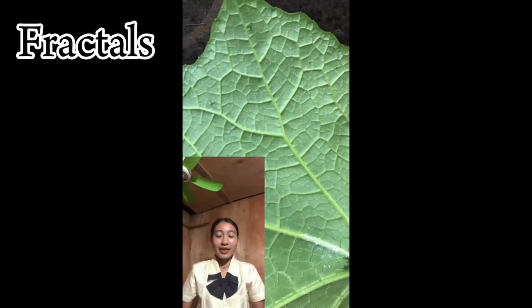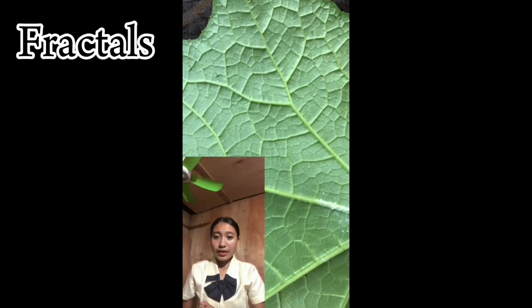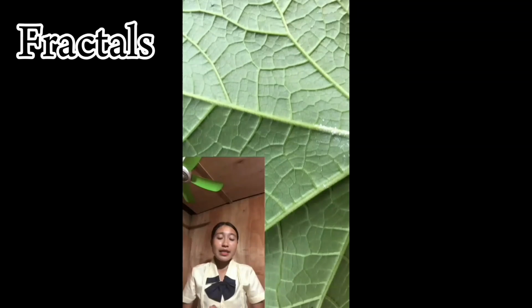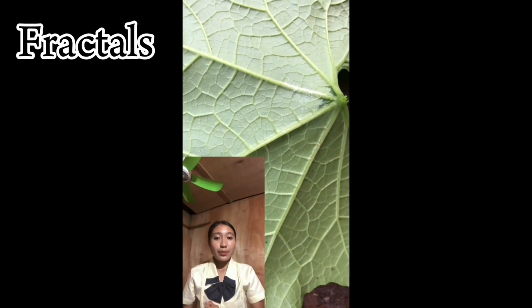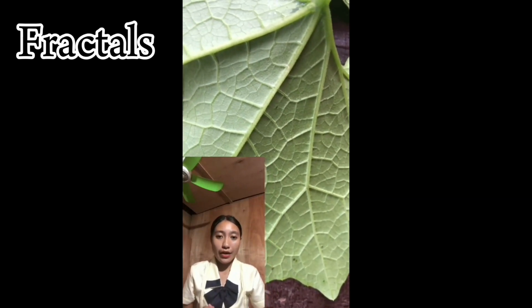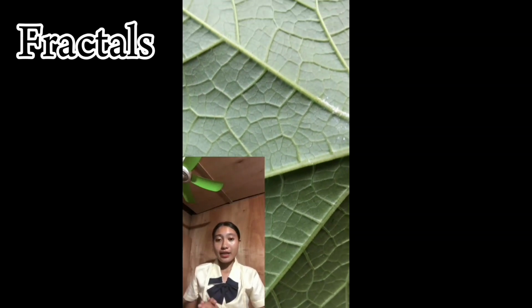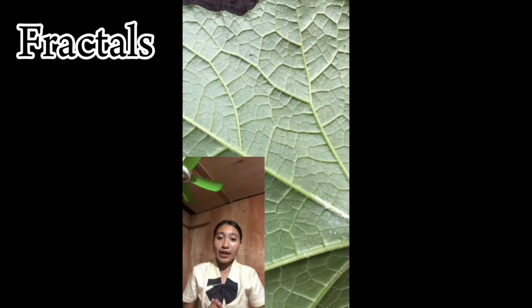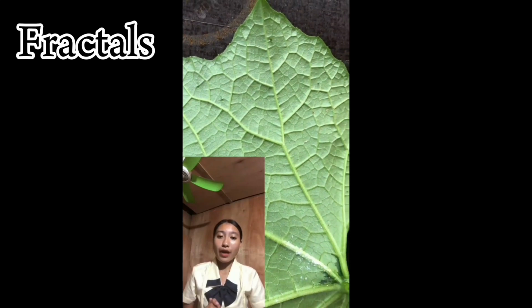So the first example of fractals is a leaf. If you look closely at the leaf, you will see a bunch of tiny veins branching out. The branching pattern repeats at different scales, also known as self-similarity. And this branching is iterated, creating a complex structure, making it the best example of a fractal pattern.